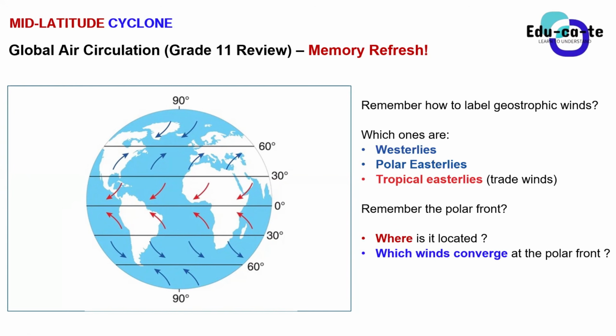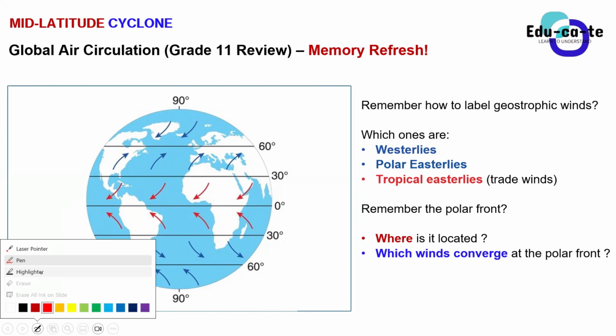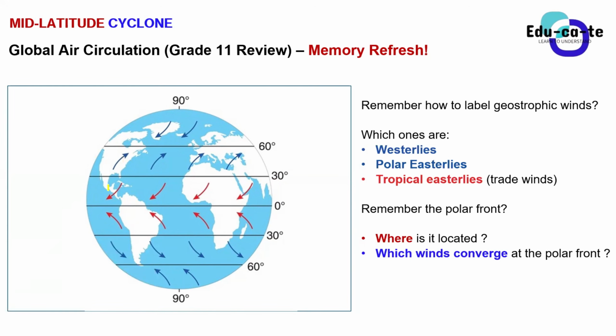So you did global air circulation. Do you still remember that topic in grade 11, global air circulation? Yes, sir. So if you remember that section, let us label the geostrophic winds that we have here. Which winds are the westerlies here? Just give me their color, because I can see their colors here, but it looks like some winds have the same color. Where do we find the westerlies?